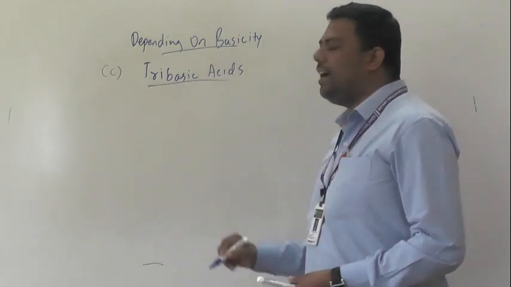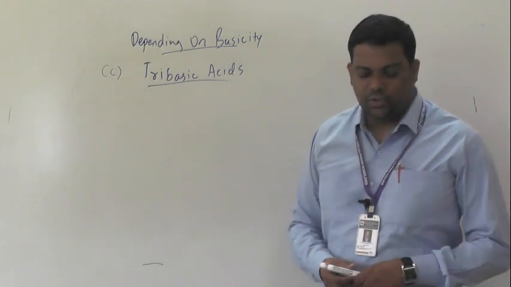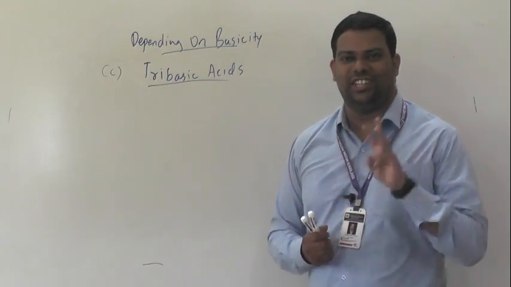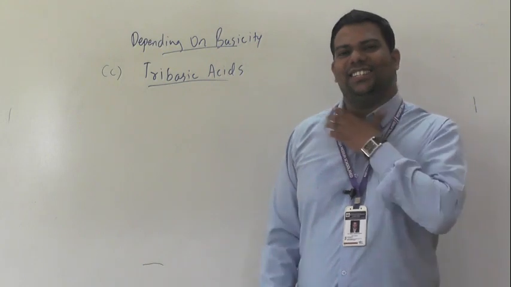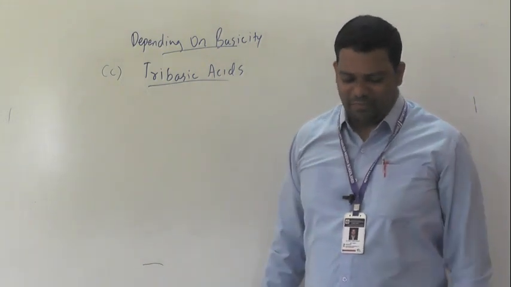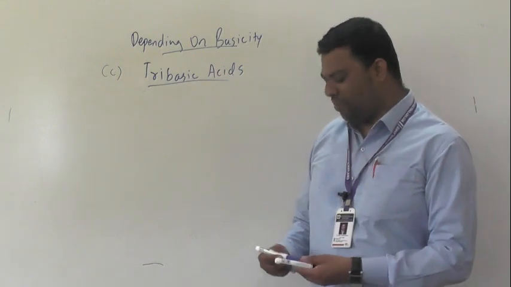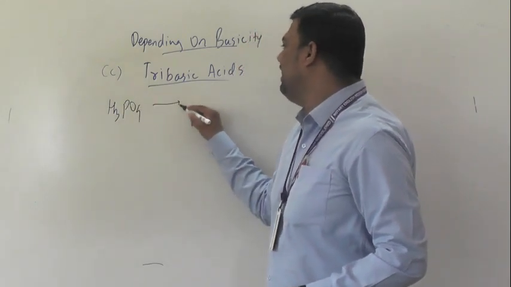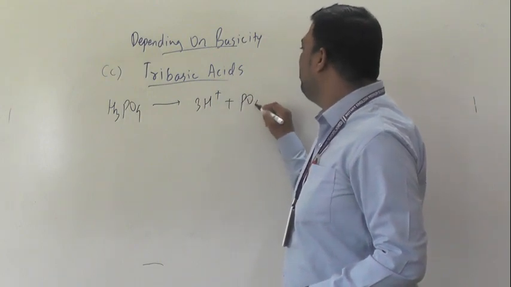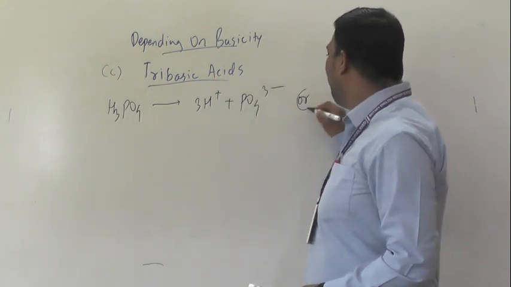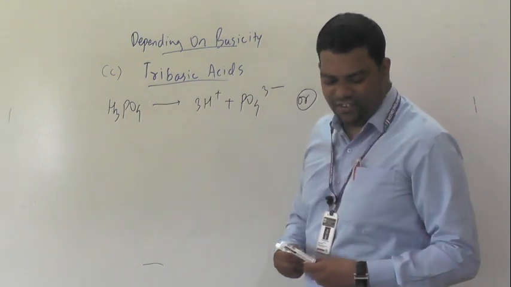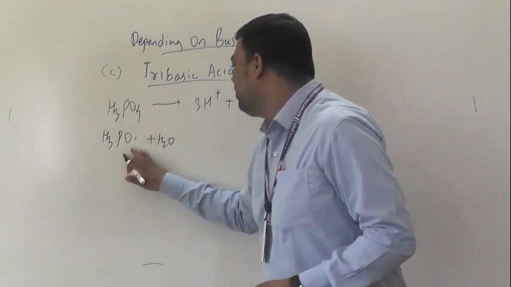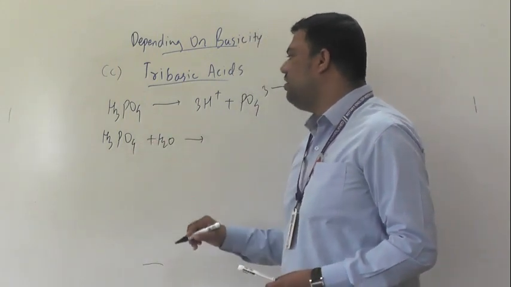Tribasic acids. So in tribasic acids, how many replaceable H plus or H3O plus ions? 3, because it's tribasic acid. Okay, so example, H3PO4. How can we write it here? 3H plus plus PO4 3 minus, or we can write like this: H3PO4 plus water.